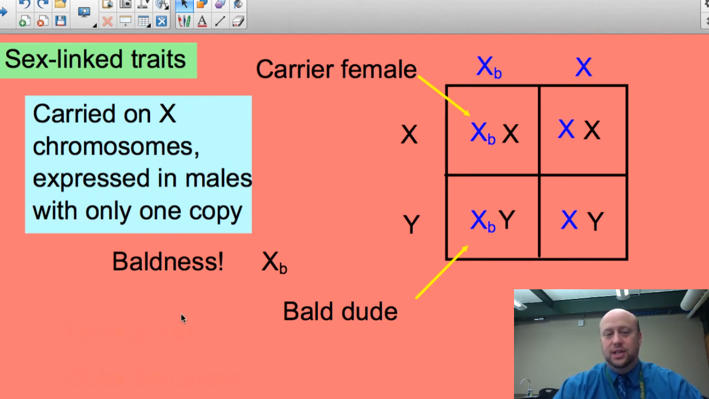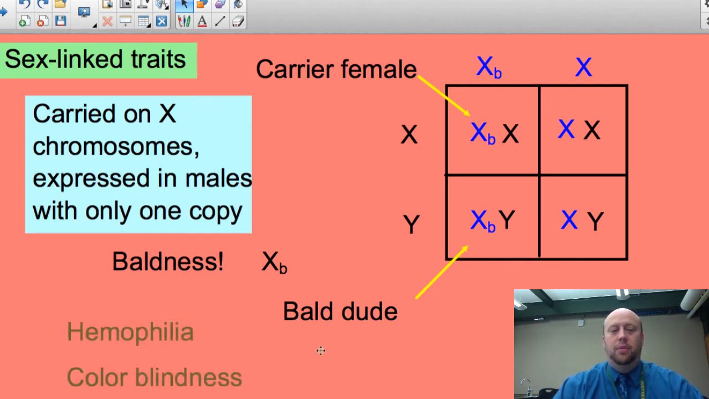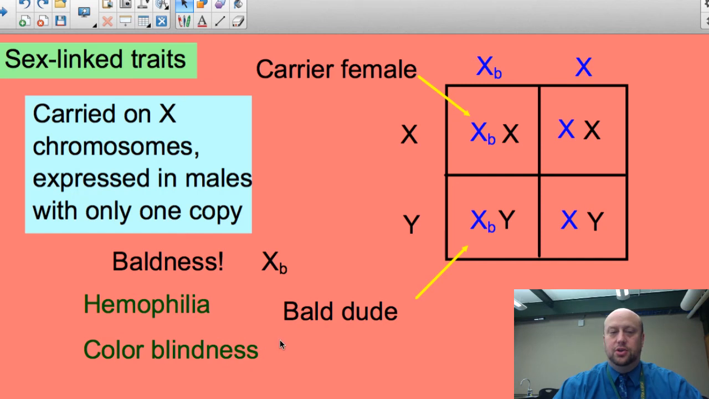There are a couple of other traits that are really common for that. Hemophilia and color blindness are also really common sex-linked traits. And again, the gene for it actually comes from the mother because the father is giving the Y chromosome. And so therefore, he's not actually giving the trait for that particular disease. Since the father gives the Y, you only get the X from the mother and the Y from the father.